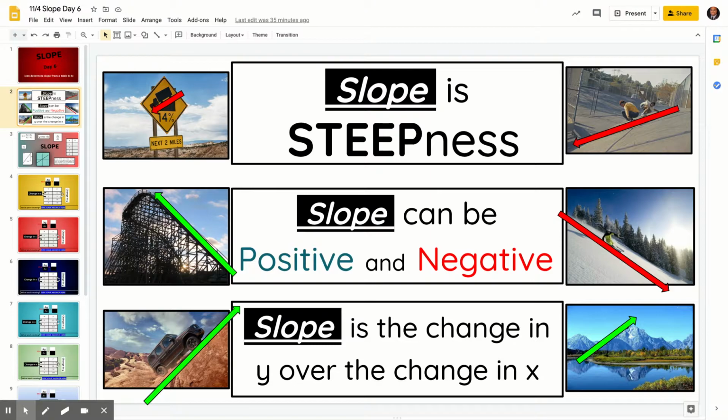Mathematically, the easiest way to find slope is to do the change in y over the change in x. All right, keep that in mind. That's all the slope is. It's steepness. It can be positive or negative. It's the change in y over the change in x.